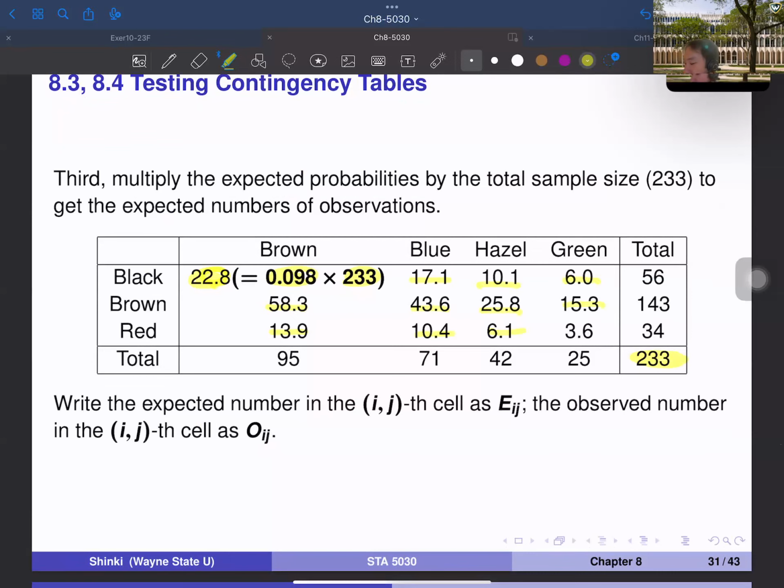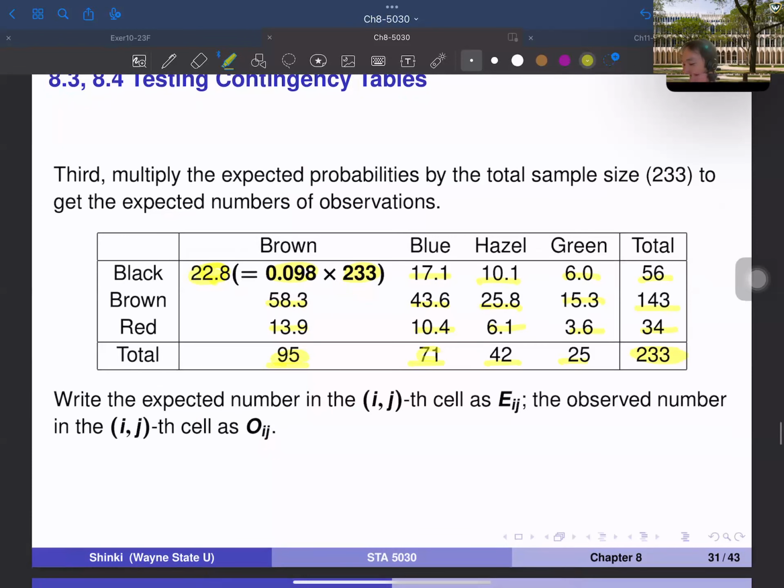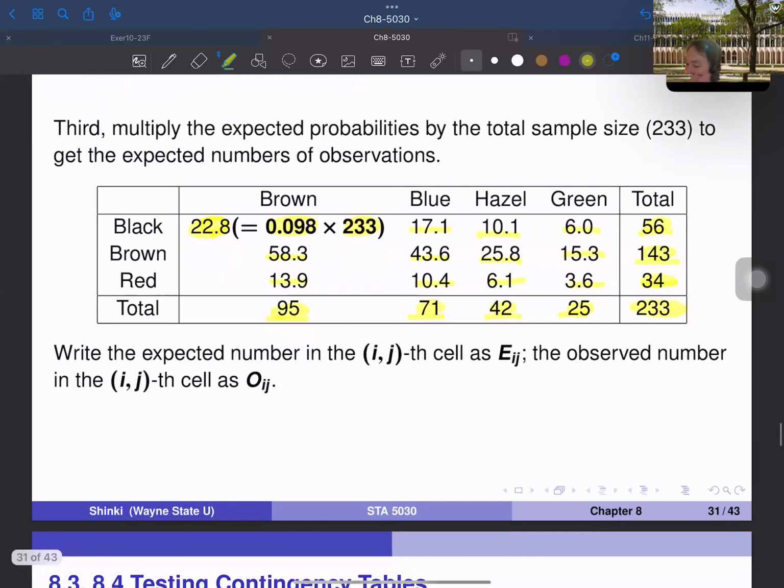So these numbers should satisfy these marginal counts. So these 95, 71, 42, 25, 56, 143, and 34 are actually true for the actual table as well, because we start with the assumption that these marginal numbers are correct. I mean, they are given.